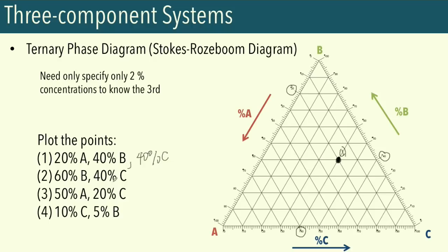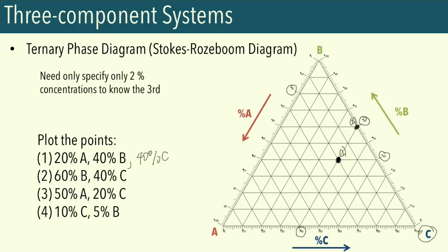60% B, 40% C. So 60% B, that's over here. 40% C is going to be over here. So that means our point 2 is over here. Note that since we have 60% B and 40% C, we have 0 A, which makes sense because we're on this borderline over here. If ever we have points that are plotted along the edge of our triangle, we're going to have 0% of one component, which is not going to be along this line.